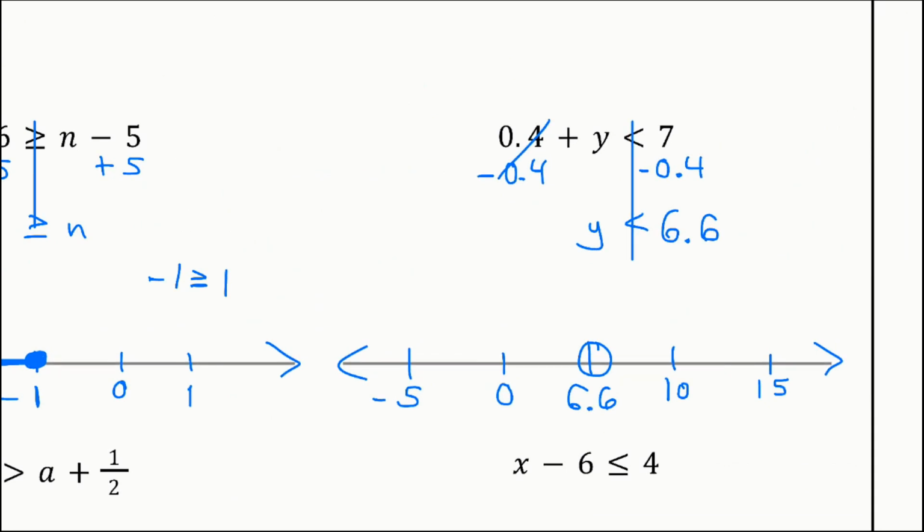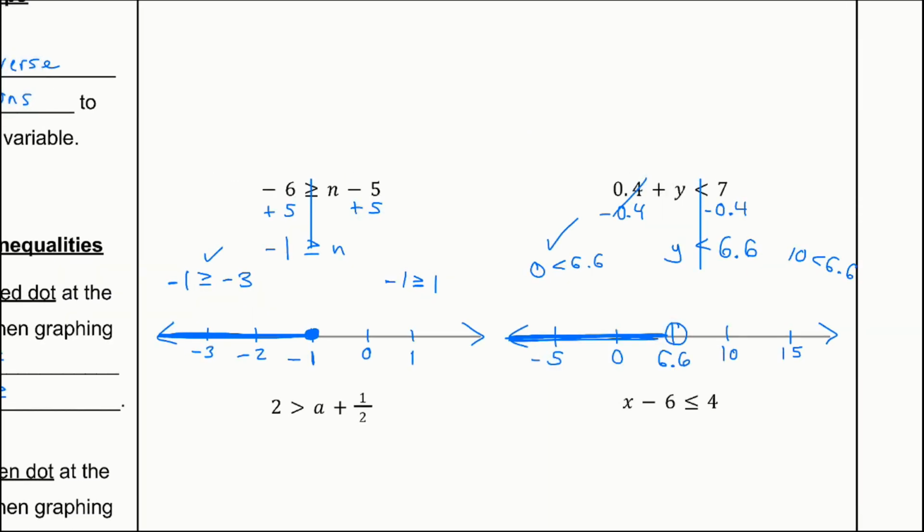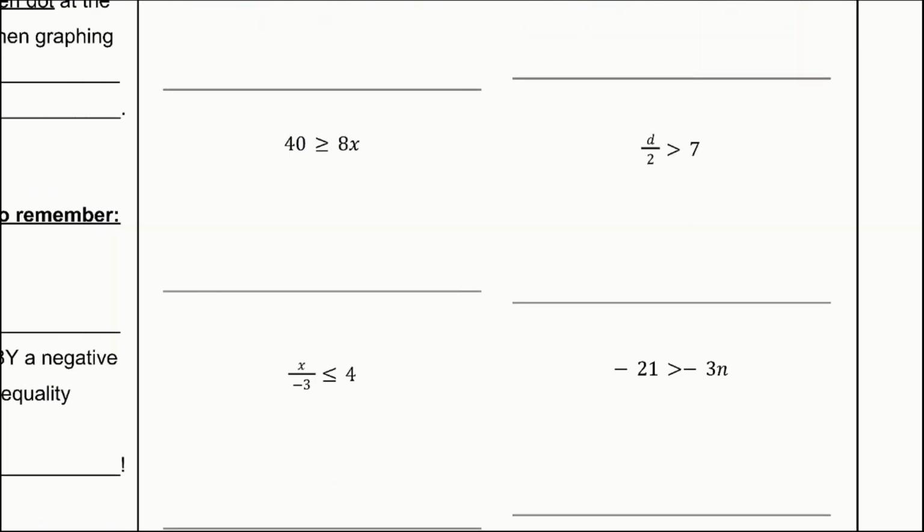So again, I'm going to pick two numbers to compare like this. Which one of those inequalities is true? Is 0 less than 6.6 or is 10 less than 6.6? In this case, 0 is less than 6.6, so that is the direction that we will shade. Okay? So those are two examples. I'm going to skip the next 4 because I want to get to the bottom 2 on this.